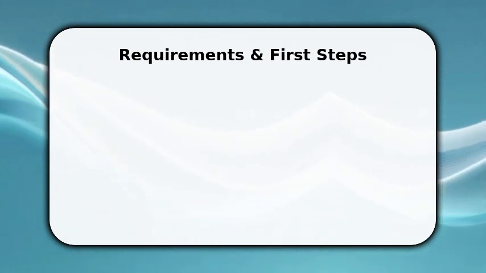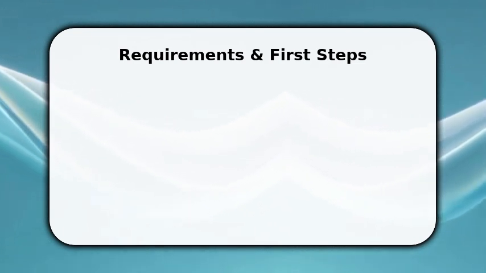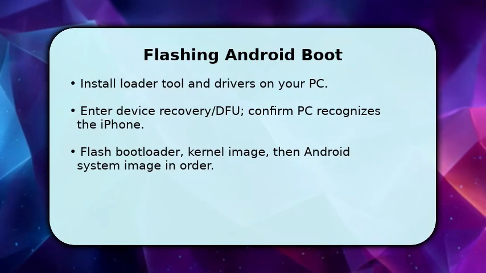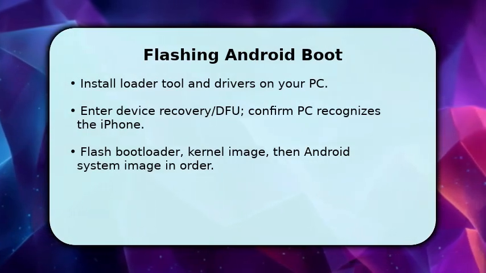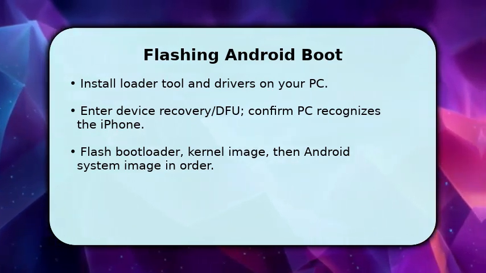Then download the community Android port image and the companion loader tool. Make sure developer mode is enabled, and USB debugging equivalent is allowed. You'll now put the iPhone into DFU or the specific recovery state the loader requires. Timing matters, so follow on-screen cues.